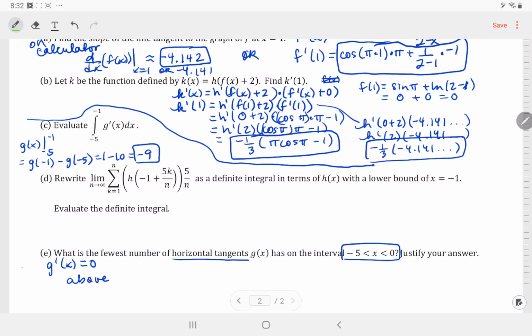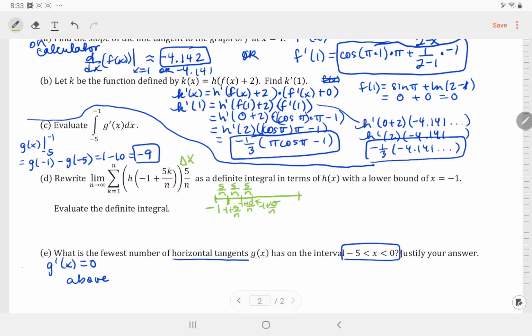So for infinite Riemann sums, the idea is often that this outside term is your delta x. If you were thinking of a number line, I started at some value. Now it says a lower bound of -1, so that's good. And then all of these would be 5 over n, 5 over n, 5 over n. So this value right here would be -1 plus 5 over n. The next one would be -1 plus 10 over n.